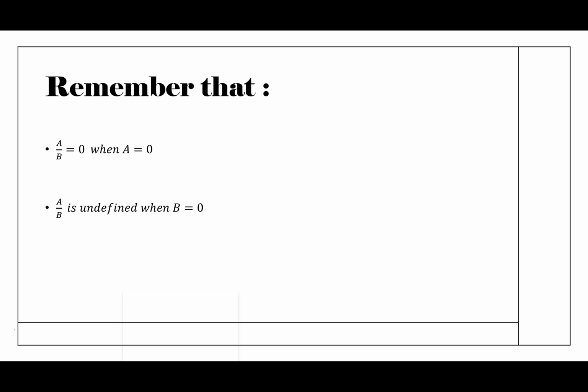I also have to be concerned with a over b being undefined, and that happens when the denominator is equal to 0. I didn't write it on here, but at no time are we looking at 0 over 0. That's not part of what we should look at today. So separately, the top and the bottom, we'll set them both equal to 0.